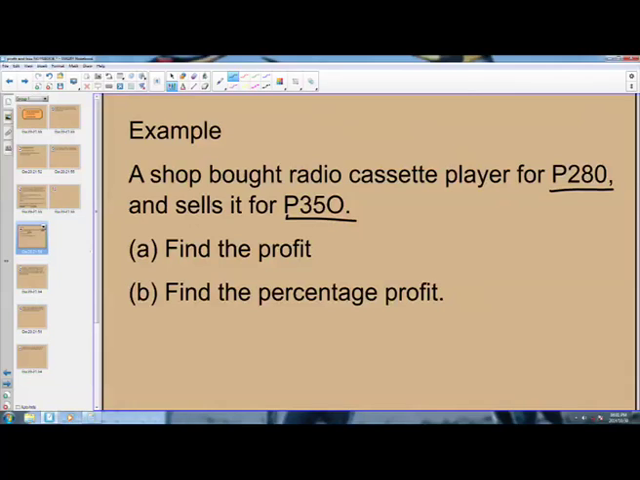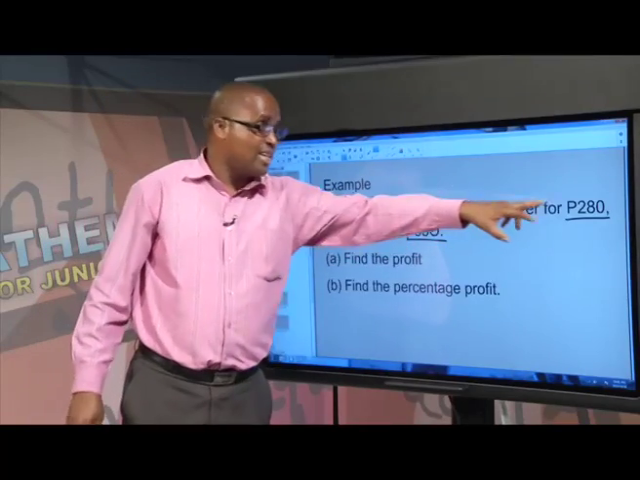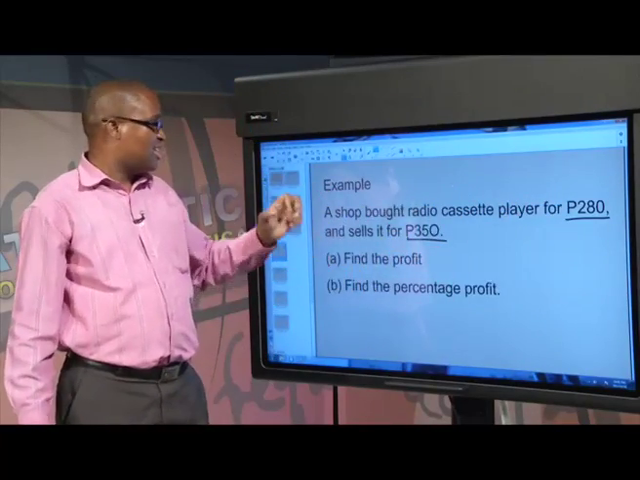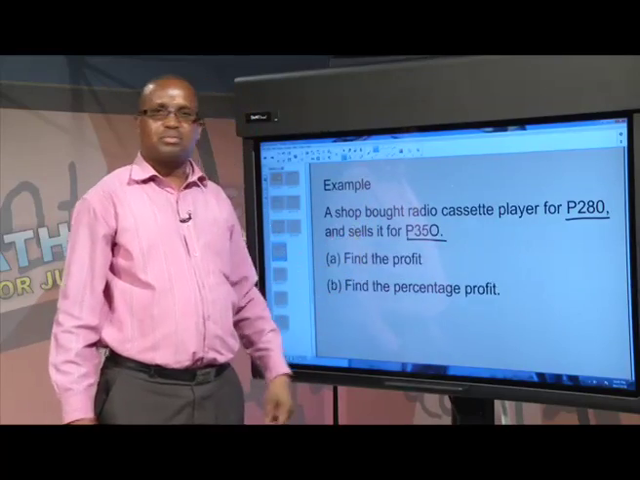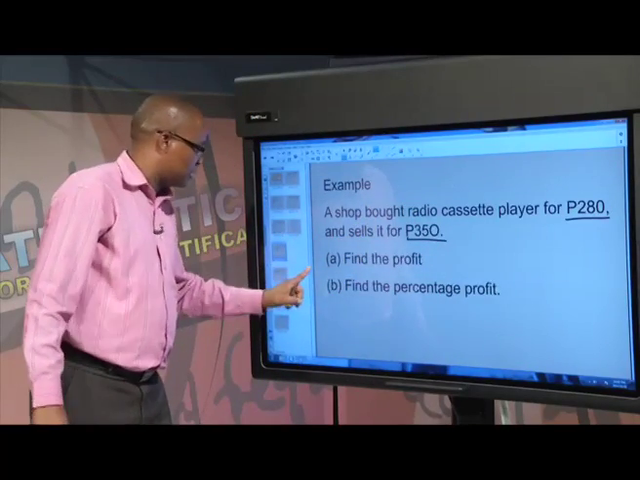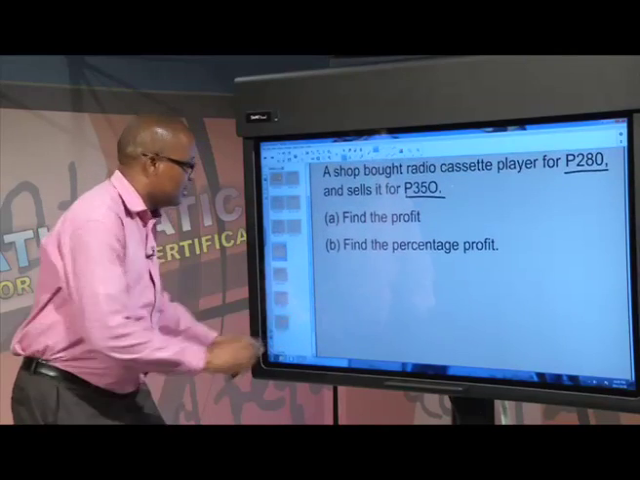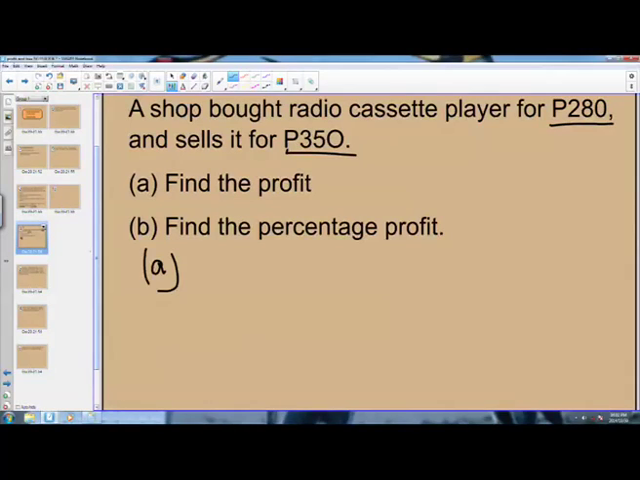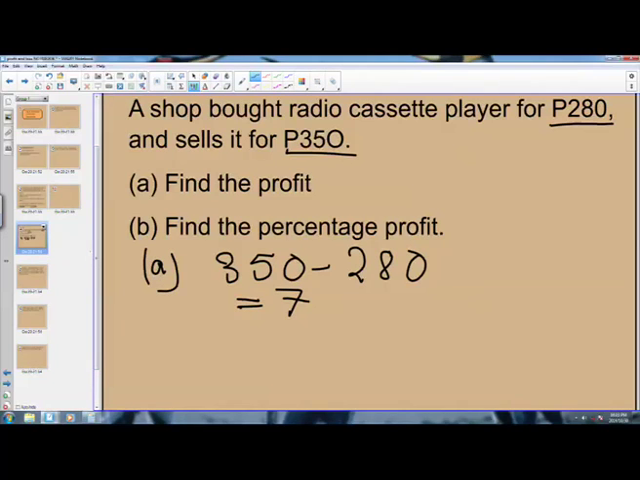Before you can even start computing this, we can see that he's selling it at a much higher price than what he bought it for. So this simply means this person is going to get a profit. Now let us find the profit. How do you find the profit? We are to answer part A. It is 350 minus 280. And then what does this give you? This will be the profit. It's 70 pula. You can as well use the units, 70 pula.